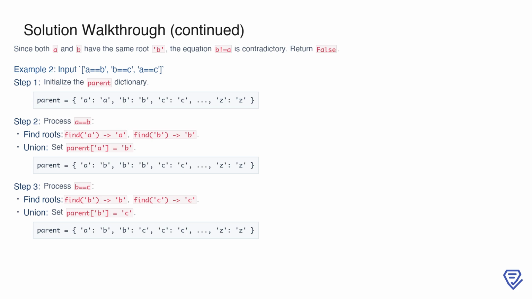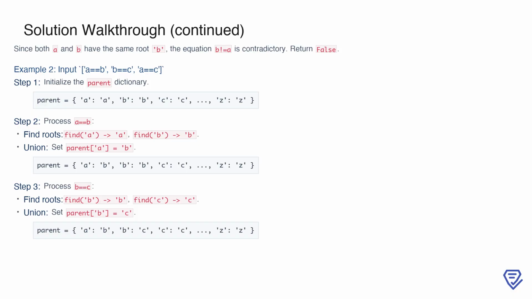Now let's examine a second example with the input, A equals B, B equals C, A equals C. We start by initializing the parent dictionary, where each variable is its own parent. The first equation is A equals B. Again, we find the roots of A and B, which are A and B, respectively. Since the roots are different, we perform a union operation by setting the parent of A to B.